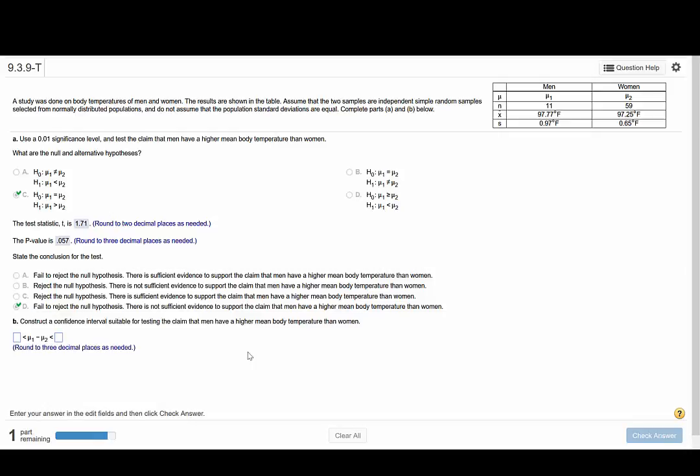Now we are to construct a confidence interval suitable for testing the claim that men have a higher mean body temperature than women. Now what we have to consider is that this was a one-tail test with 0.01 as the significance level. That means that the entire significance level is in that right tail. Now if I want to construct a confidence interval, then I would have to have a confidence level of 0.98. That would put 0.01 in the upper tail and 0.01 in the lower tail.